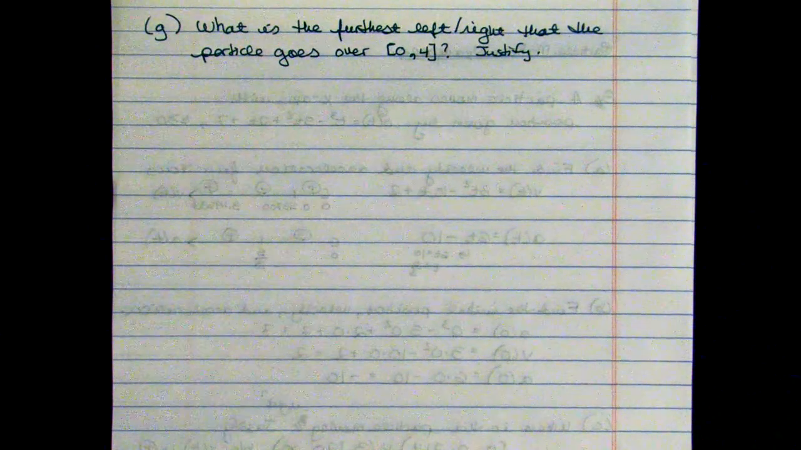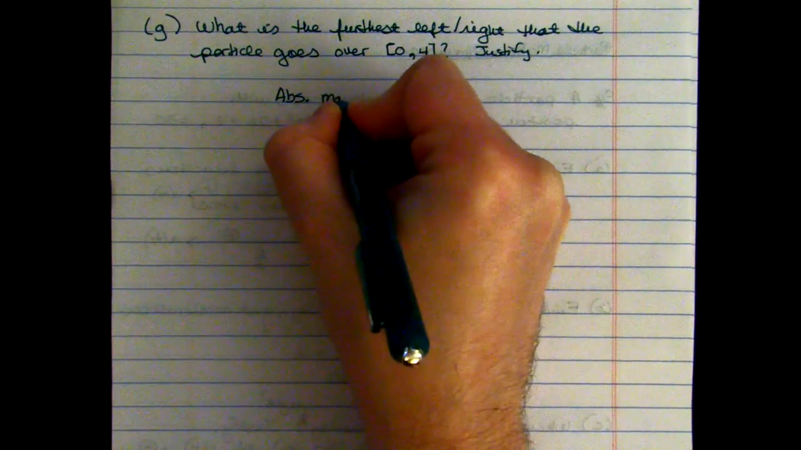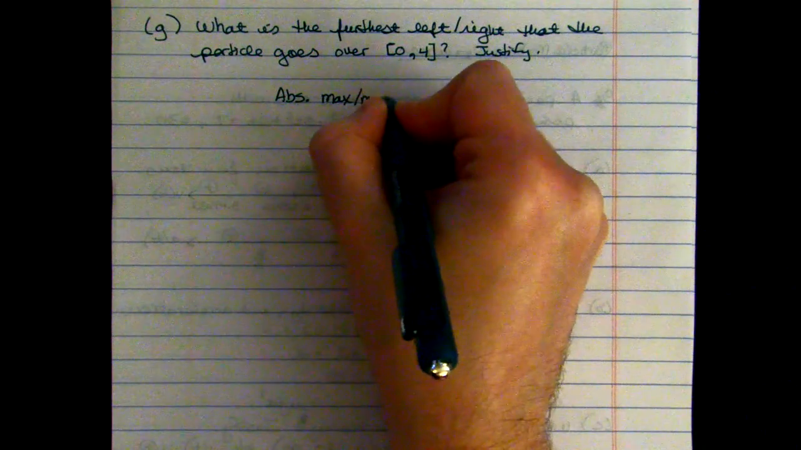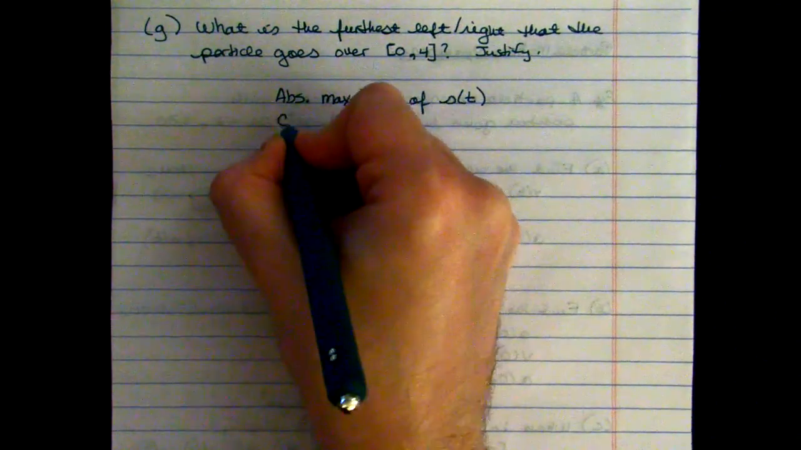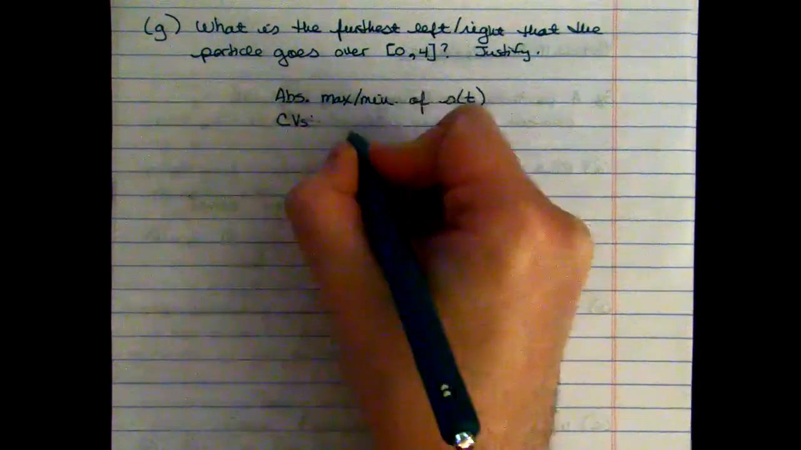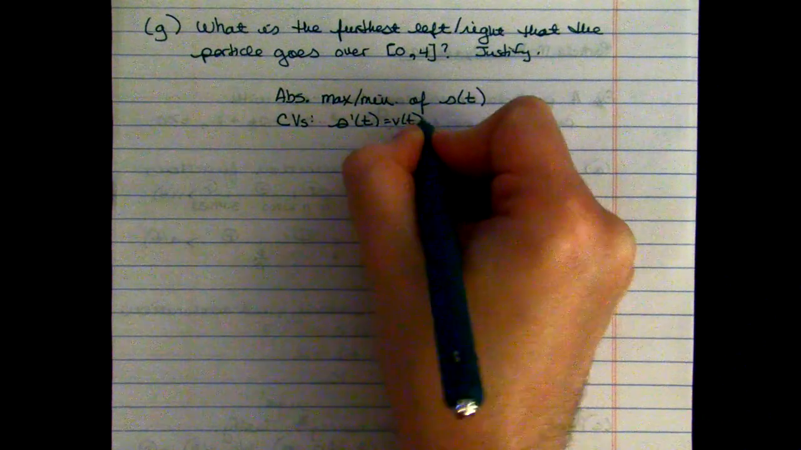Furthest left or right that the particle goes, that's referring to the position. In particular, I want to find the absolute maximum or minimum of my position function, s of t. Step number 1, I need to find critical values, which means I'm going to set the derivative of position, or velocity, equal to 0.